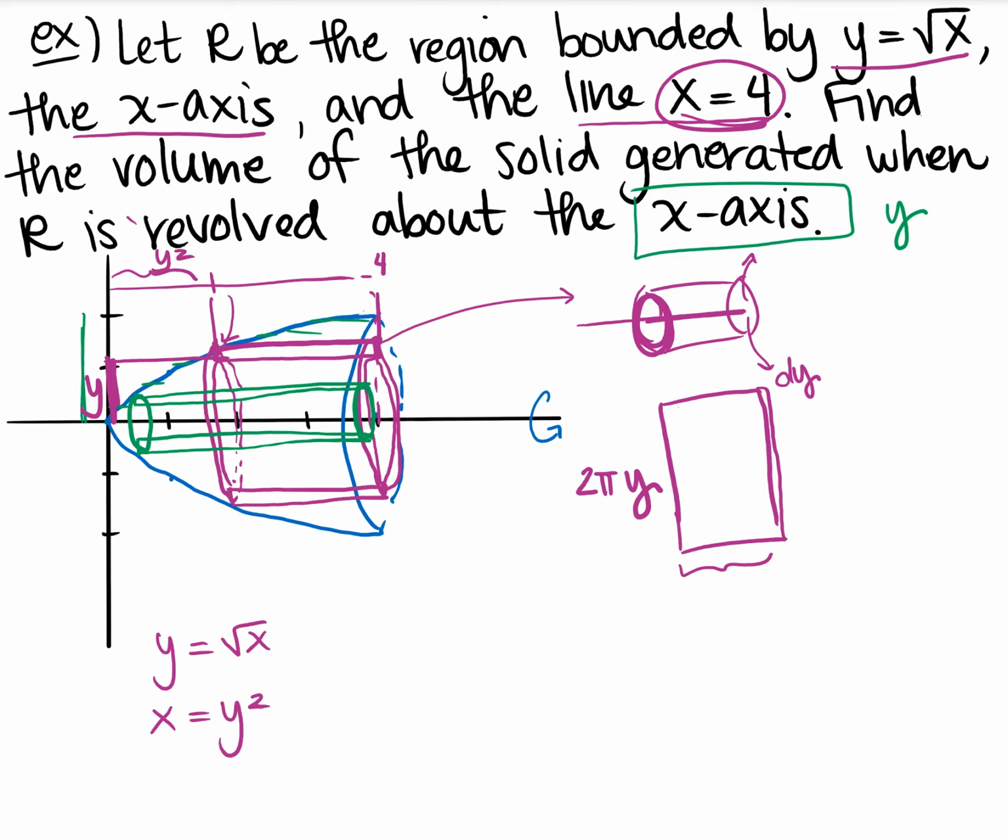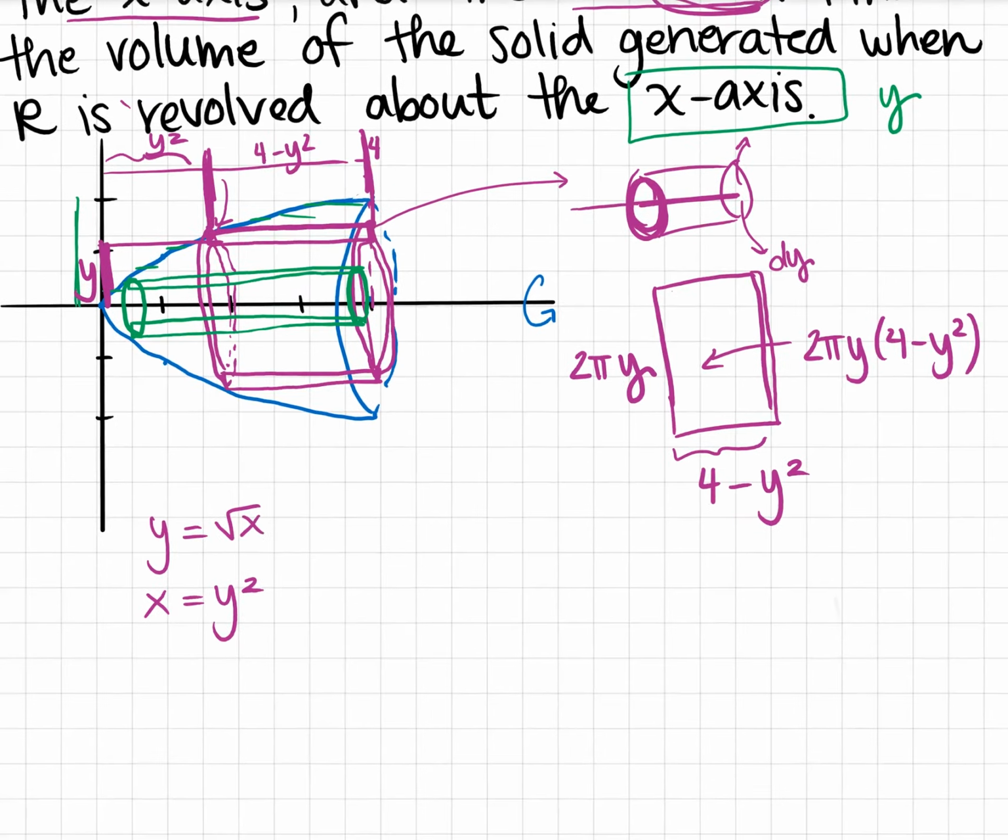And so what is that going to be? It's going to be y squared. So what is this distance going to be? It's going to be the difference between 4 and y squared. So it's going to be 4 minus y squared. That's going to be this distance right here, which in turn is the height of that shell that I have. I hope that makes sense. So what is the area of this then? It would just be 2 pi y times 4 minus y squared. And now again, that was the hard part.